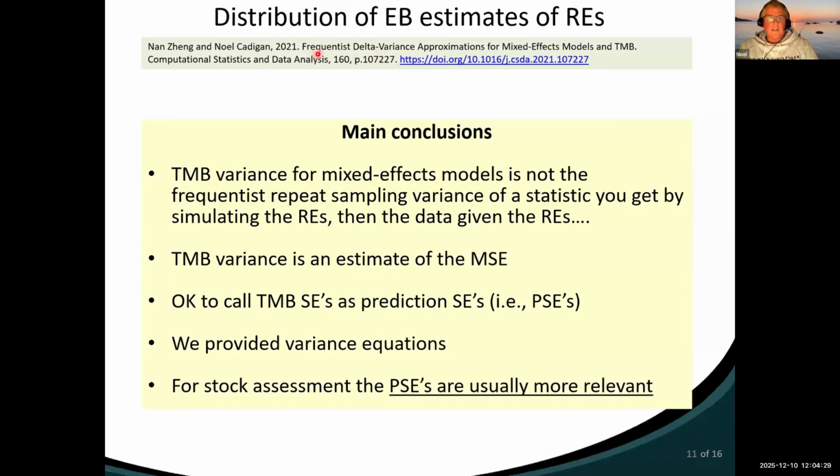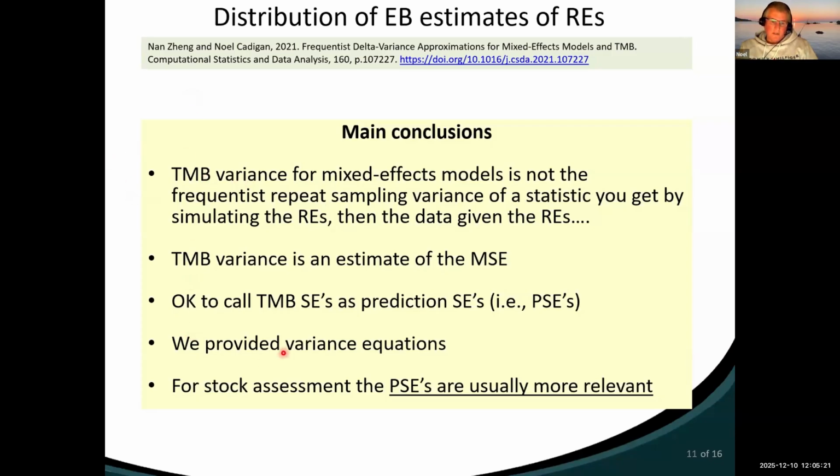So the first paper I'll discuss is given at top. We wanted to look at the frequentist delta variance approximations from mixed effects models and TMB. The variance that TMB provides is not really the frequentist repeat sampling variance of a statistic you get by simulating the random effects, then the data conditional on the values of the random effects. The TMB variance is actually an estimate of a type of mean square error. And I think it's okay to call the TMB standard errors prediction standard errors.